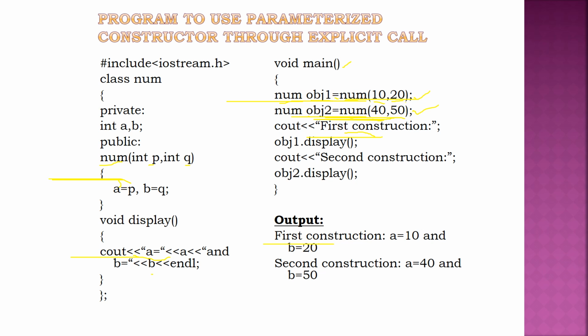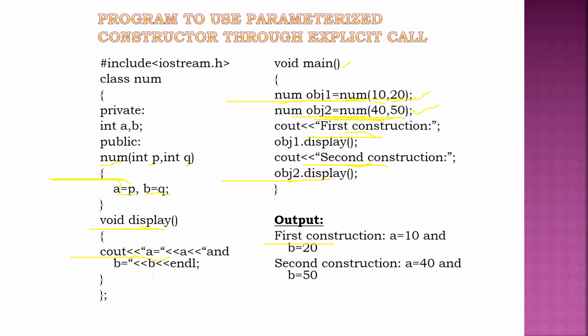And secondly, in the main program, cout the second constructor is printed onto the output screen. Once I access object 2 dot display, automatically the second values are passed to P, that is P is equal to 40 and Q is equal to 50. Then P passes 40 to A, and Q passes 50 to B. Now the A value is 40 and the B value is 50. Once I access the second object, object 2 dot display, the member function display is accessed and it gives the output cout A is equal to 40 and B is equal to 50. This is how an explicit call passes values using parametric constructors.